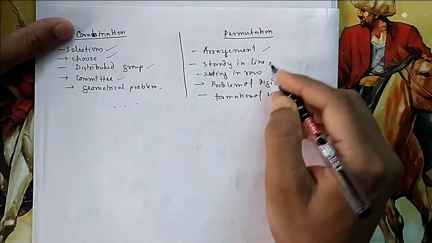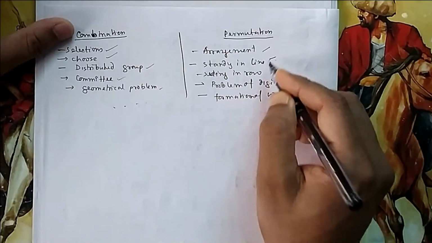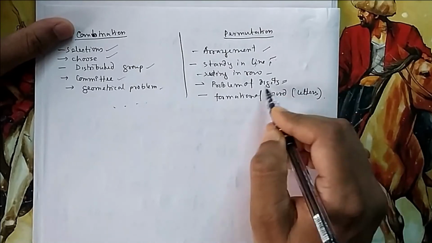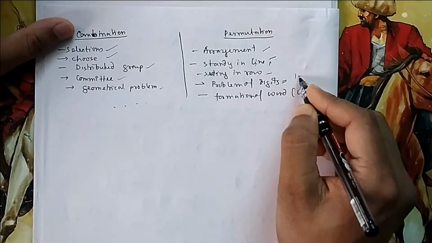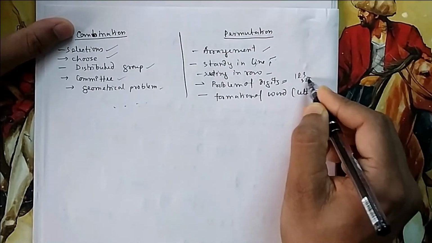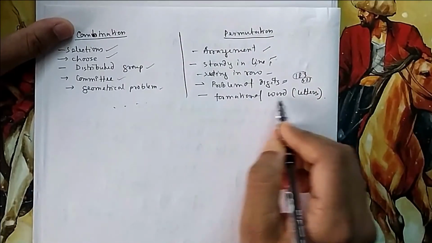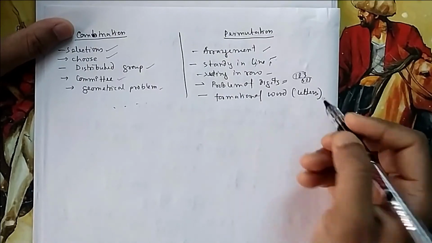Permutation is something related to arrangement: standing, sitting arrangement, standing in a line, sitting in a row. All these are sitting arrangement questions. Digit formation, that is number formation: 1, 2, 3 is a number, 3, 2, 1 is another. So you can arrange these numbers or digits and get new numbers. Formation of words and letters, you have seen the example of GOD.